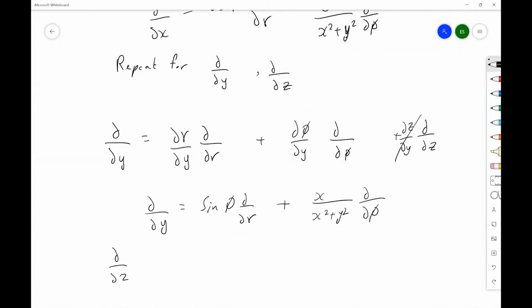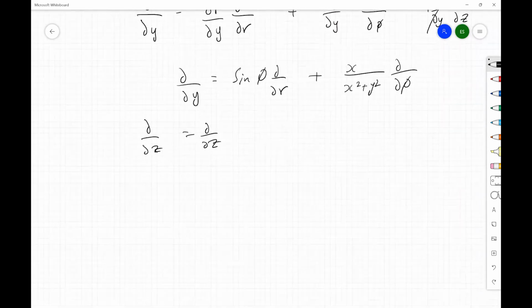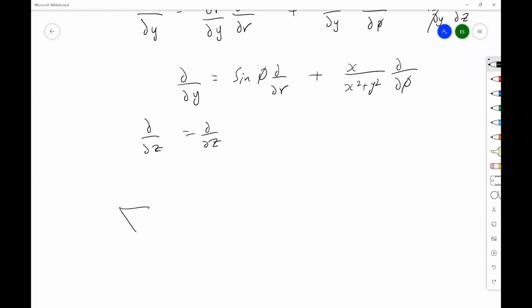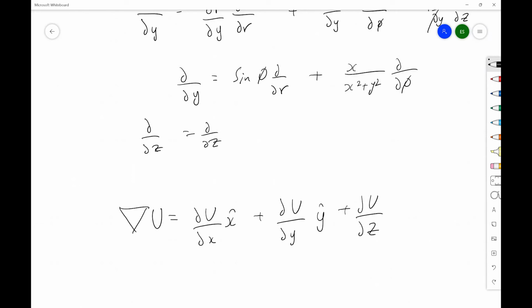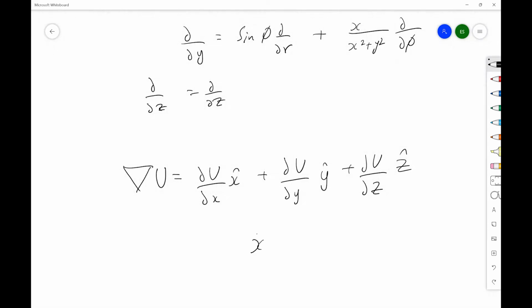D over dz is simple. It's just d over dz. Nothing changes. And we are set. So recall that grad u is du over dx x hat plus du over dy y hat plus du over dz z hat. And we know how to transform the operator for each of those. And we know the basis vector transformation, right?